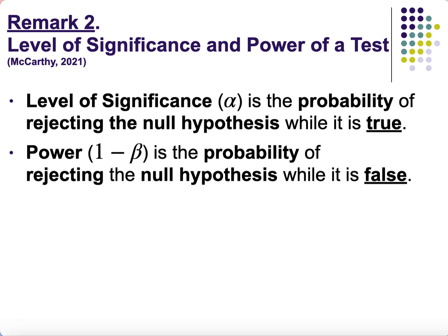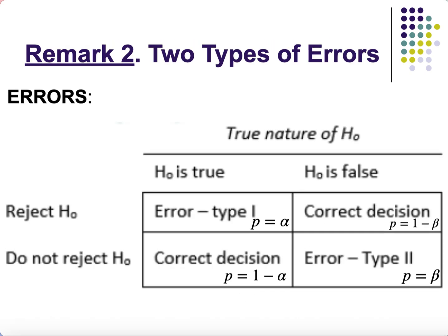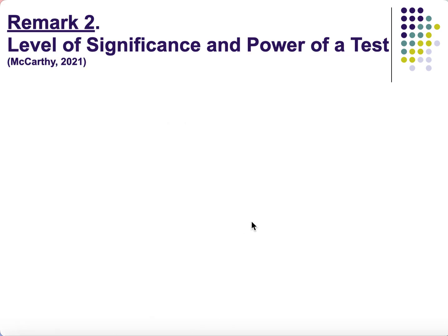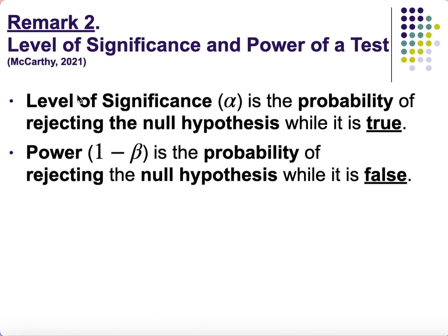Let me go back to the slide before. So notice here in the first row, rejecting the null hypothesis when it is true, that's an error, that's your alpha. When it is correct, that's your power of the test. Okay? Now, going back. So level of significance and power goes hand in hand.